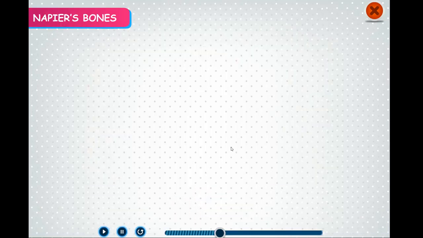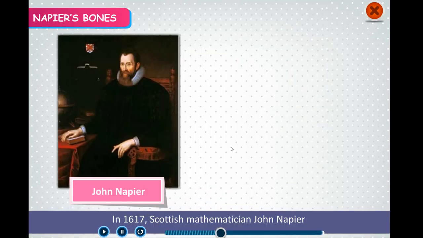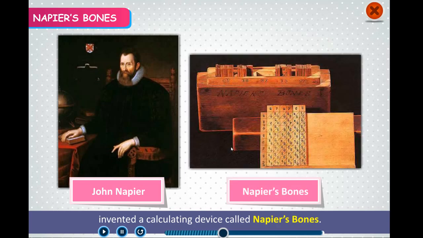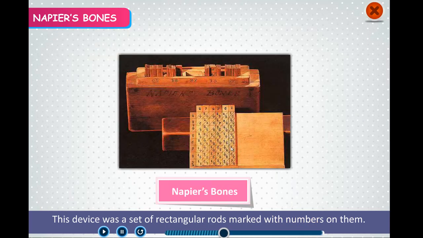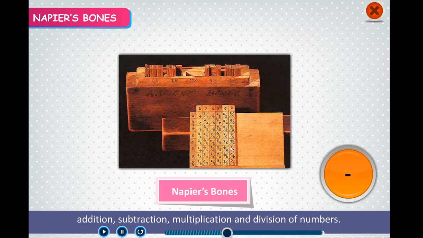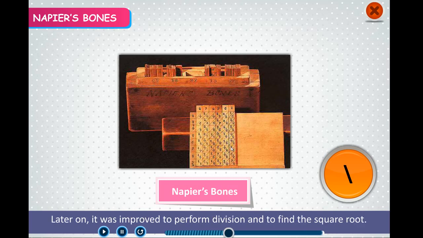Napier's Bones. In 1617, Scottish mathematician John Napier invented a calculating device called Napier's Bones. This device was a set of rectangular rods marked with numbers on them. It was meant for simple calculations like addition, subtraction, multiplication and division of numbers. Later on, it was improved to perform division and to find the square root.